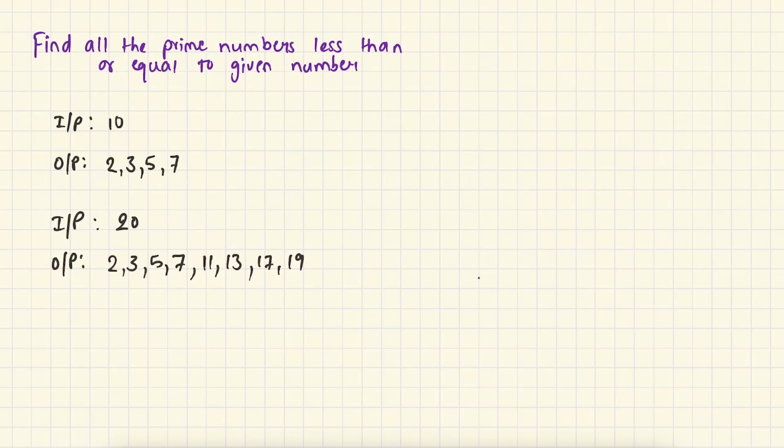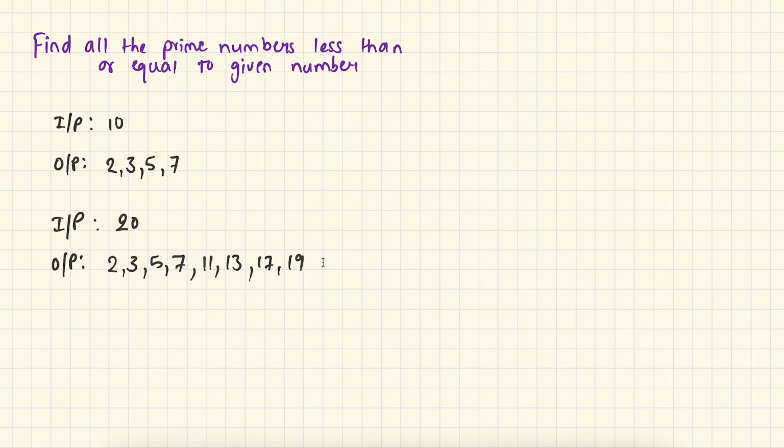So let's get started. The problem is: we are given a number and we have to print all the prime numbers less than or equal to the given number. If the number is 10, then we have to print all the prime numbers from 1 to 10. The prime numbers between 1 and 10 are 2, 3, 5 and 7. If the number is 20, the prime numbers are going to be 2, 3, 5, 7, 11, 13, 17 and 19.